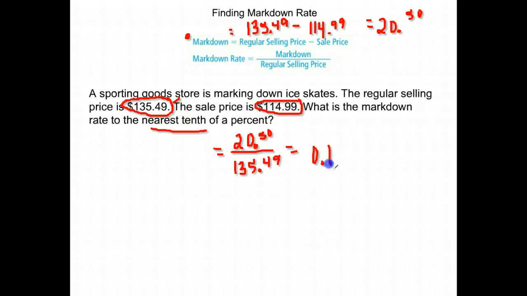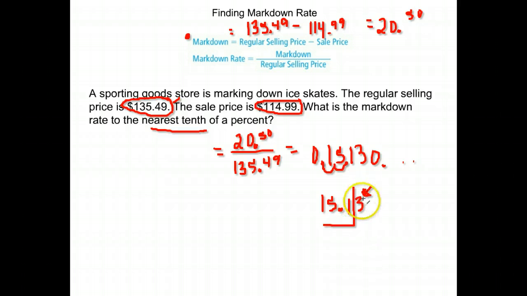We get 0.15130, and it goes on from there. We're supposed to write this as a percent, so we move the decimal 2 places to the right to change it to a percent, and we get 15.13, but they wanted it to the nearest tenth of a percent. So the nearest tenth of a percent would cut it off 1 decimal place after. We look at the next number to see whether to round up or not. If it's 5 or bigger, you round up. Smaller than 5, you stay. 3 is definitely smaller than 5, so we stay at 15.1%.